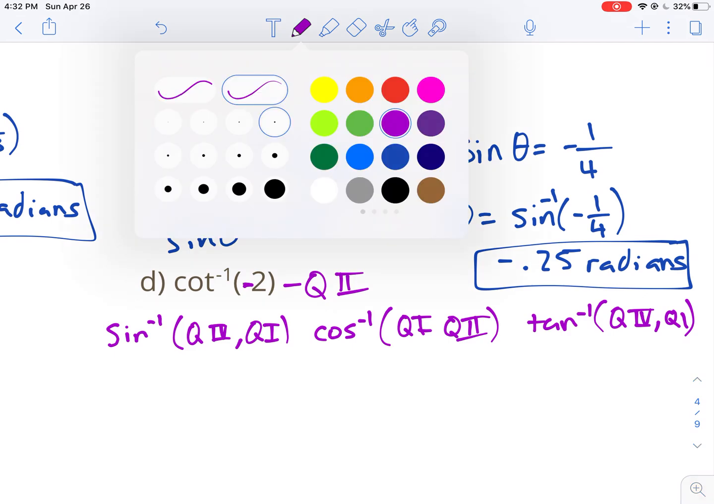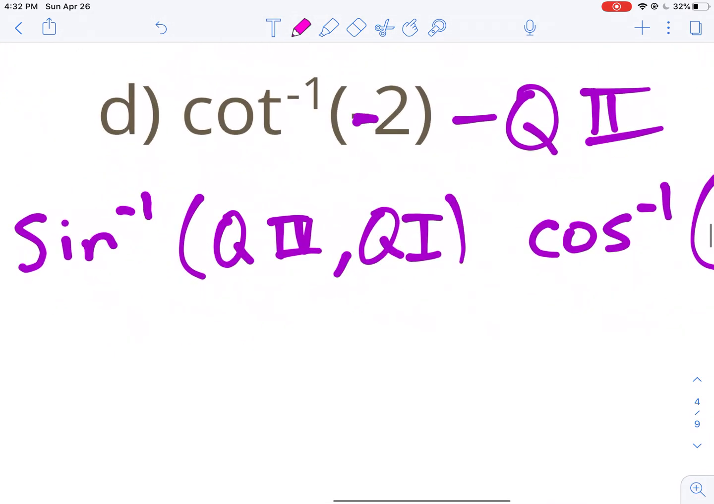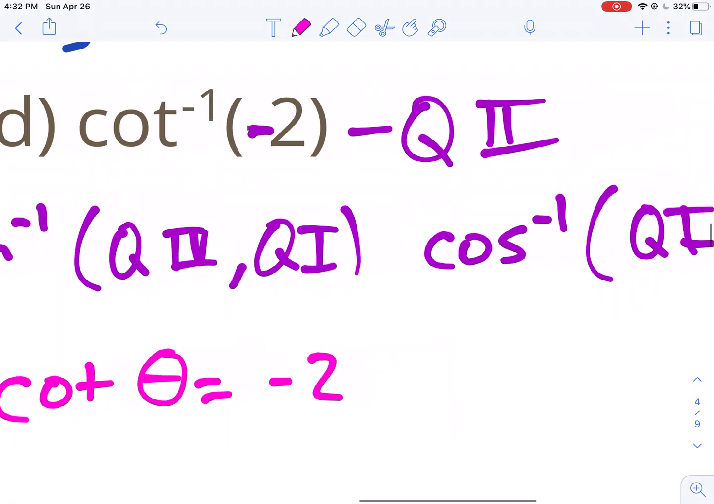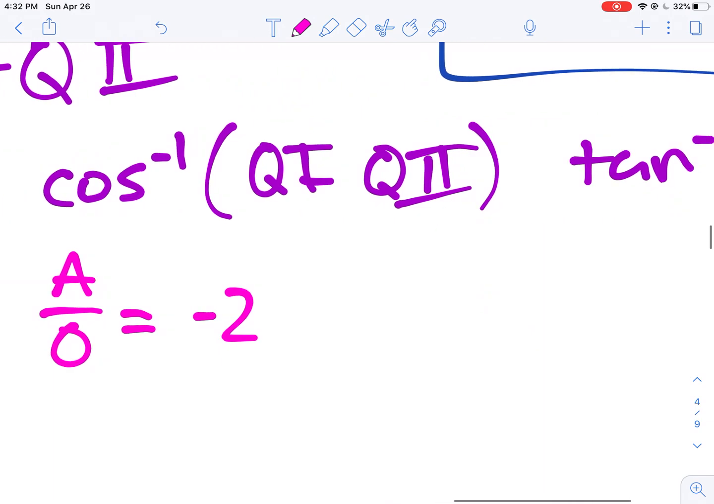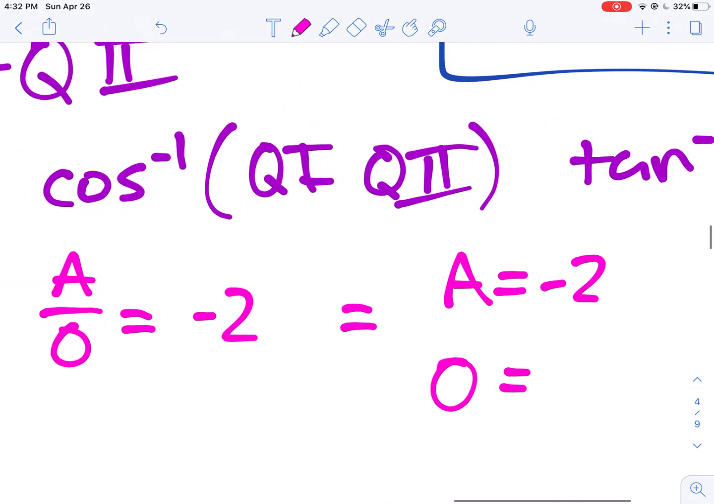So what I can do is I can say, all right, I know that I've got a cotangent of some theta which is equal to -2, which means that my adjacent over my opposite is equal to -2. Which means that I can arbitrarily assign my adjacent to be -2, and I can arbitrarily assign my opposite to be 1. Now, it doesn't matter if these are the actual values or not, because they reduce to this value, and it's still going to work out for me, because as I go through the process of figuring it out, the reductions are always going to work in my favor.